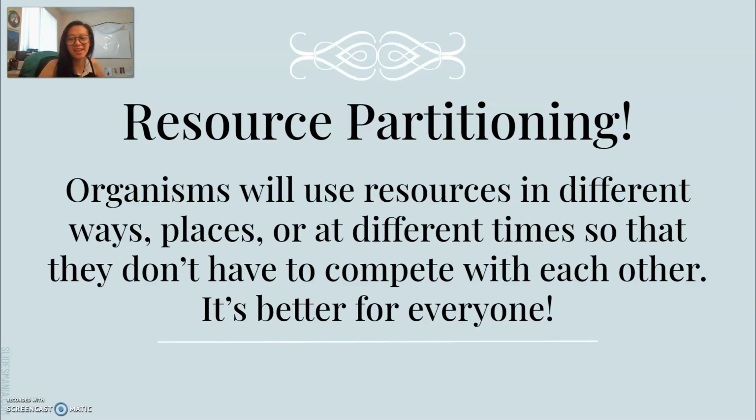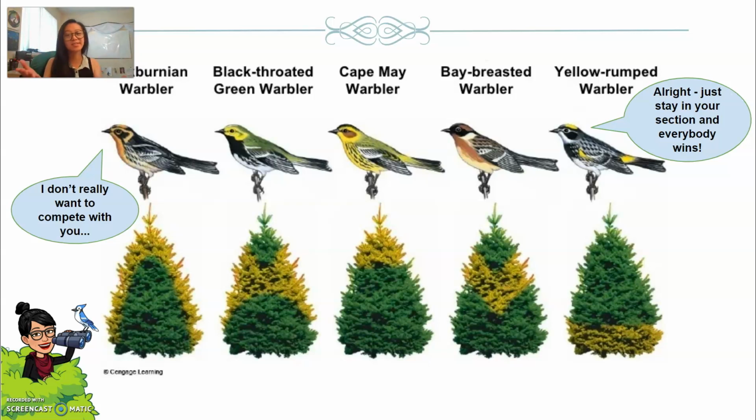So this is the way that organisms come to an agreement together so that they can reduce the amount of competition that they have. So this is basically them deciding, hey, let's use these resources in different ways or at different places or at different times so that we don't have to butt heads and we can all benefit from doing something like this. So here's an example.